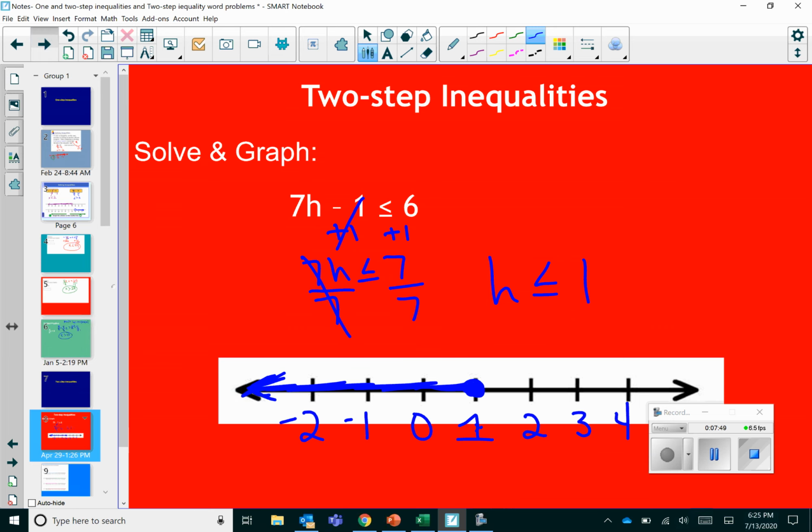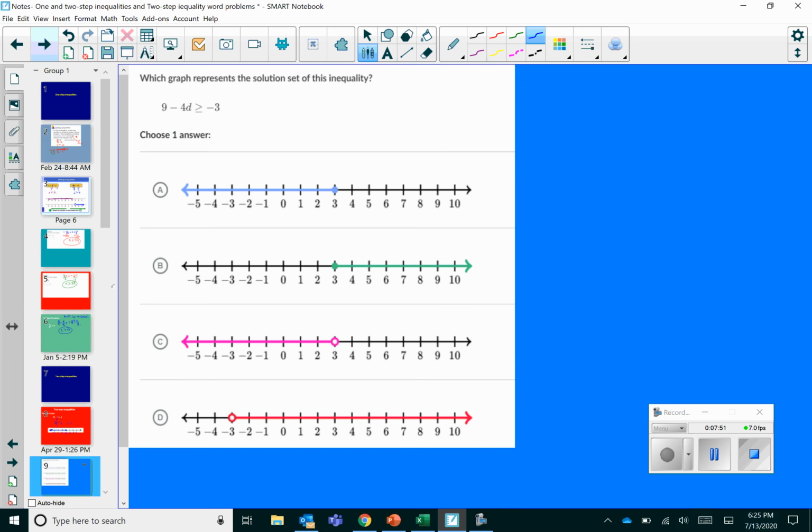All right, let's try another one. It says, which graph represents the solution set of this inequality? Well, the best thing to do here is to just solve your inequality. So let me rewrite it. We've got 9 minus 4d is greater than or equal to -3. So in order to get my variable by itself, I'm going to subtract 9 on both sides first. We're eliminating our constant. That leaves me with -4d is greater than or equal to -3 minus 9. Remember, we have to keep change, becomes -12.